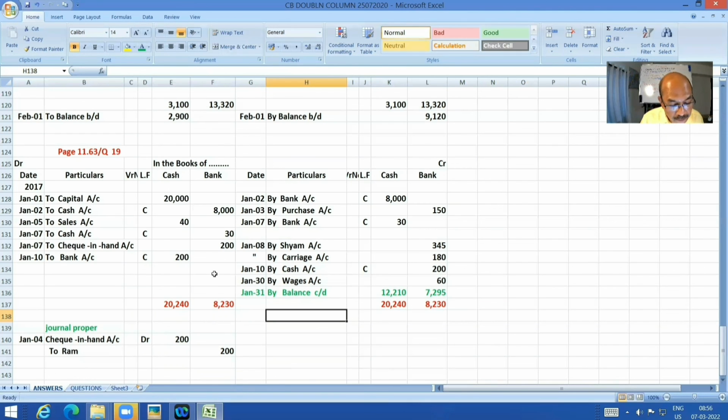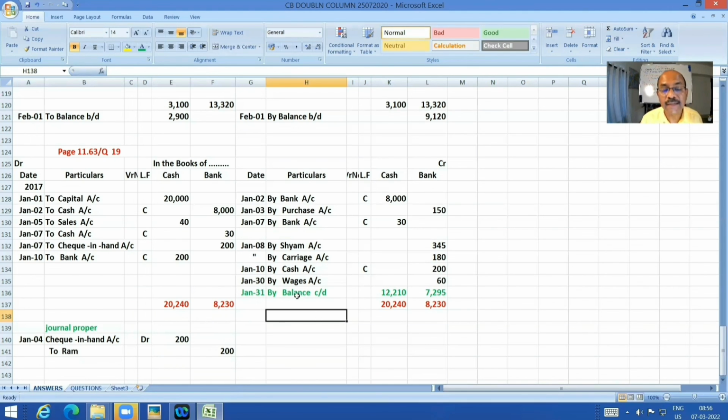Paid Sham by check 345, by Sham 345. Paid carriage by check. It's simple, by carriage 180. That's all. Since by check, I have shown invariably in the bank column. Nothing more for me to explain. Drew cash from bank for office use. Cash, it's a contra entry. Okay, cash to bank 200. Bank by cash 200. That's all.